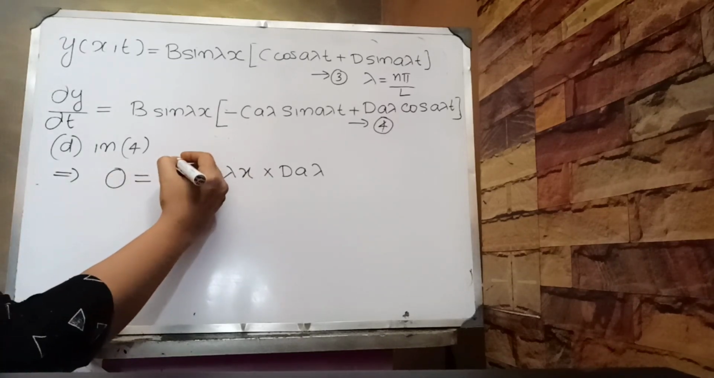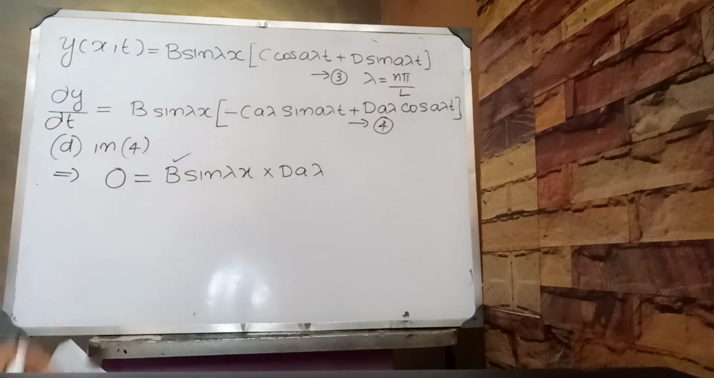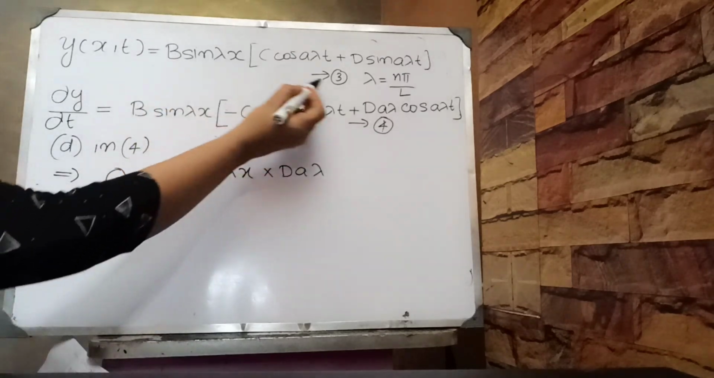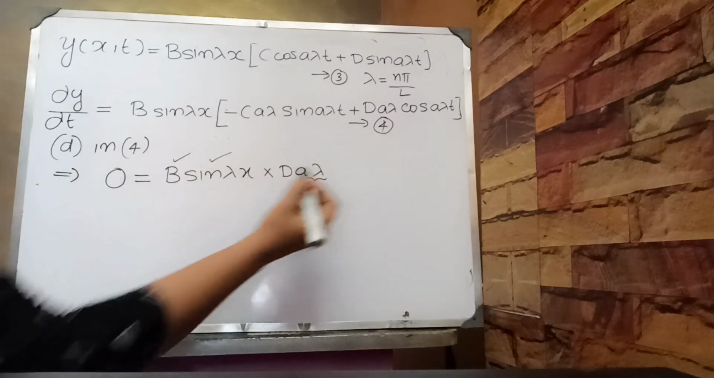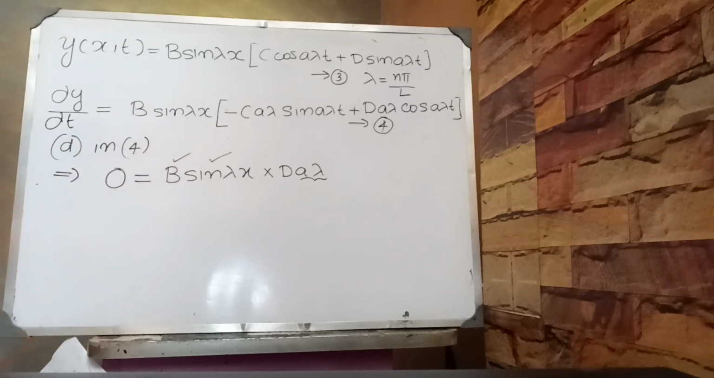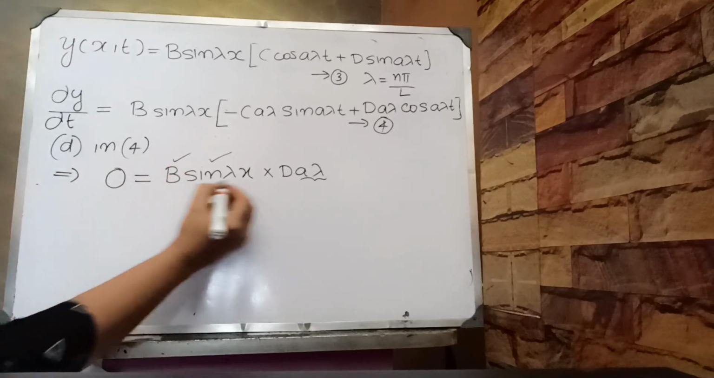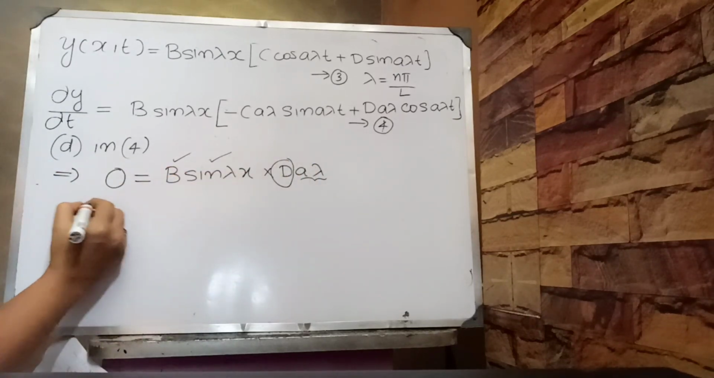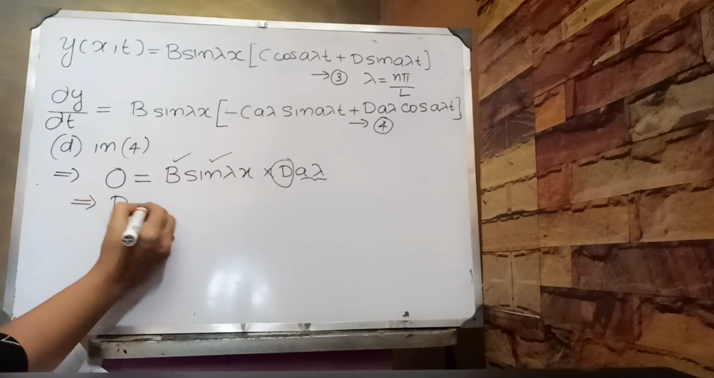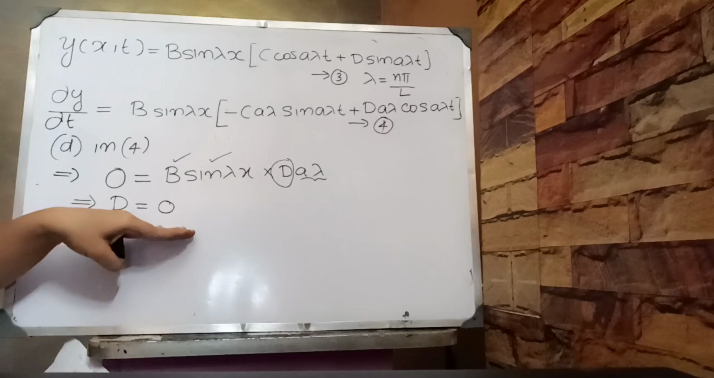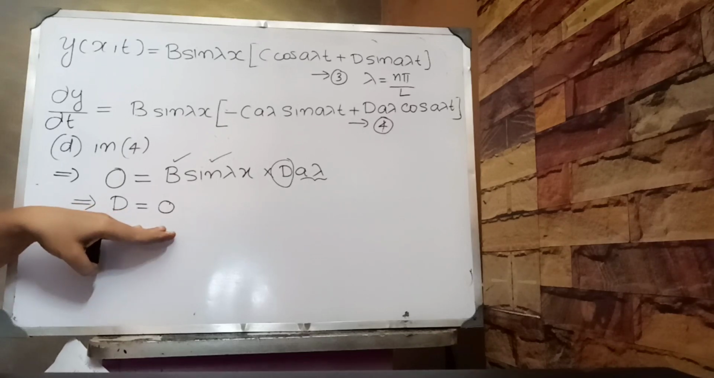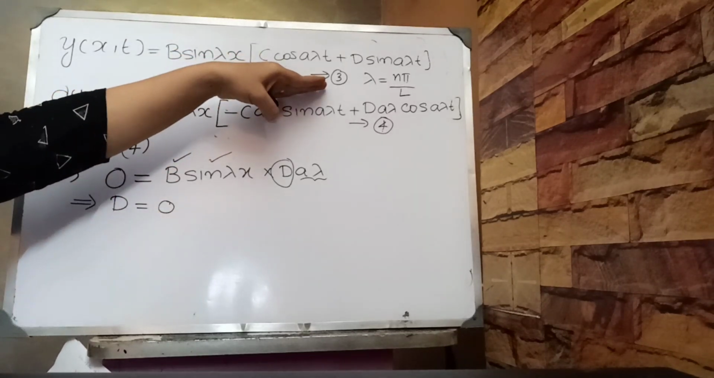Here B cannot be 0, otherwise equation 3 will become 0. Sin lambda x cannot be 0, so that equation 3 will become 0. Then A and lambda cannot be 0. A is the constant in the wave equation, and lambda cannot be 0. Therefore the only possibility is that D can be 0. This implies D equal to 0. So the only possibility in this equation is D equal to 0, and that we substitute in equation number 3.